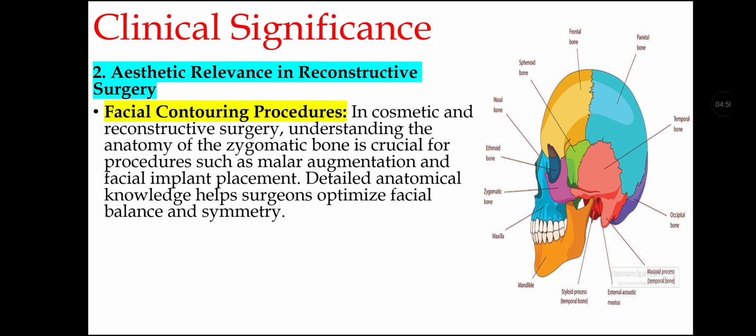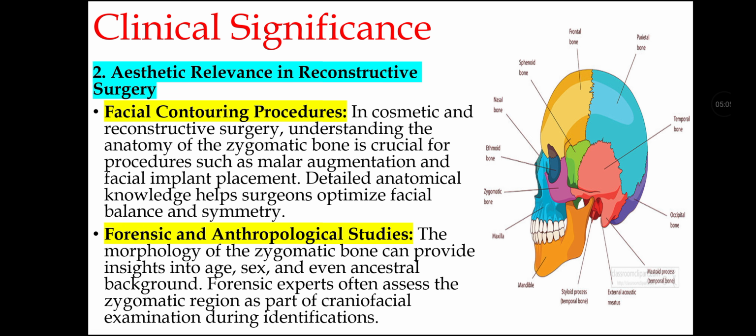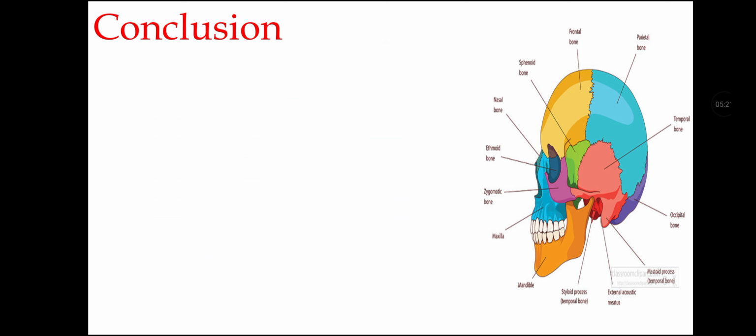Facial contouring procedures: in cosmetic and reconstructive surgery, understanding the anatomy of zygomatic bone is crucial for procedures such as malar augmentation and facial implant placement. Detailed anatomical knowledge helps surgeons optimize facial balance and symmetry. Next is forensic and anthropological studies. As the morphology of zygomatic bone can provide insight into age, sex, and even ancestral background, forensic experts often assess the zygomatic region as part of craniofacial examination during identification.